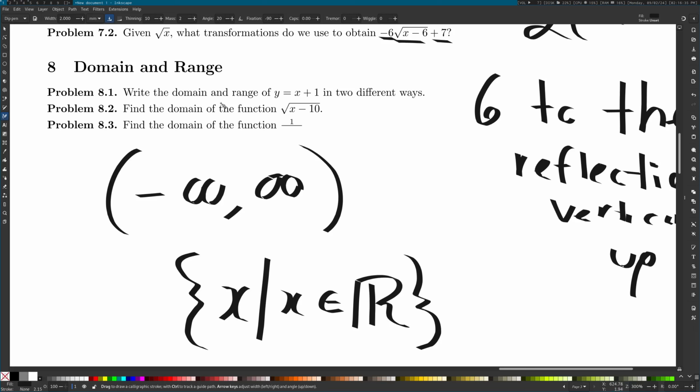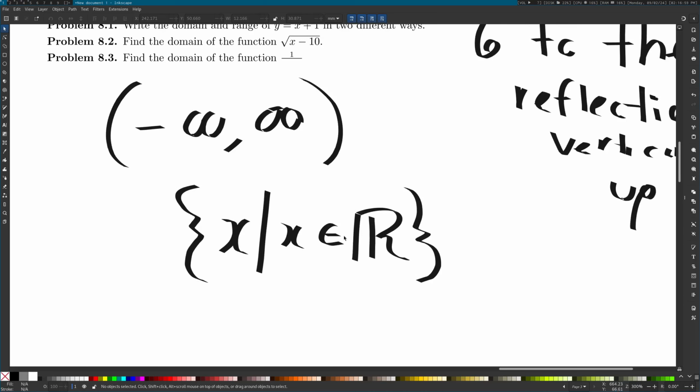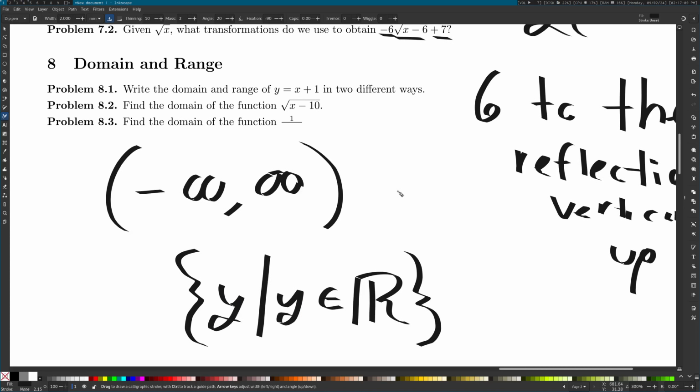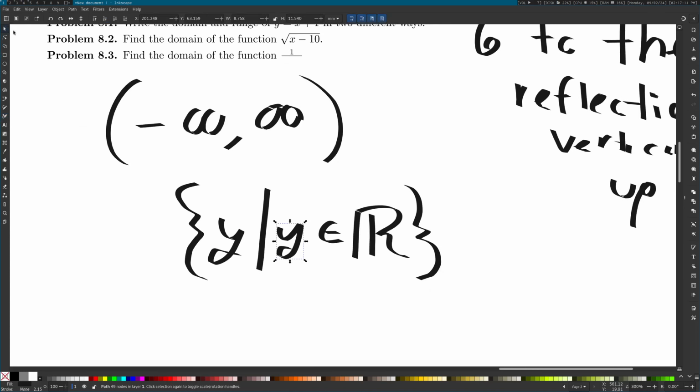Yep, set builder. Okay, now for the range. What numbers can you get out of y equals x plus 1? Any, because if you have all real numbers as your domain, then you can have all real numbers as your range. So what's the interval notation for the range? The same as the domain. What about set builder? It would be the same, but you'd switch the x for y. y such that y is a member of R, or real numbers. Very nice.